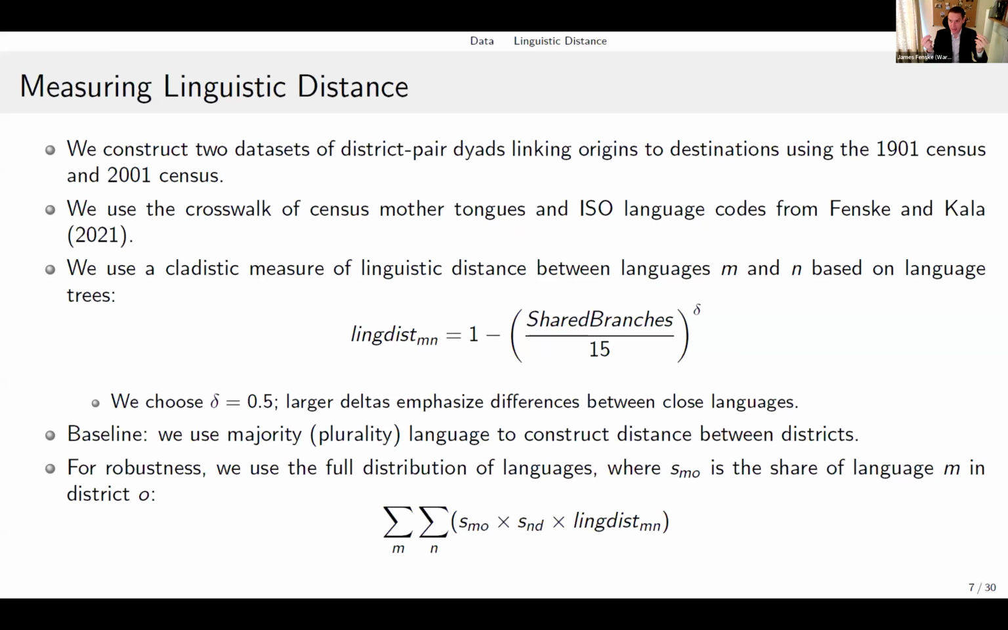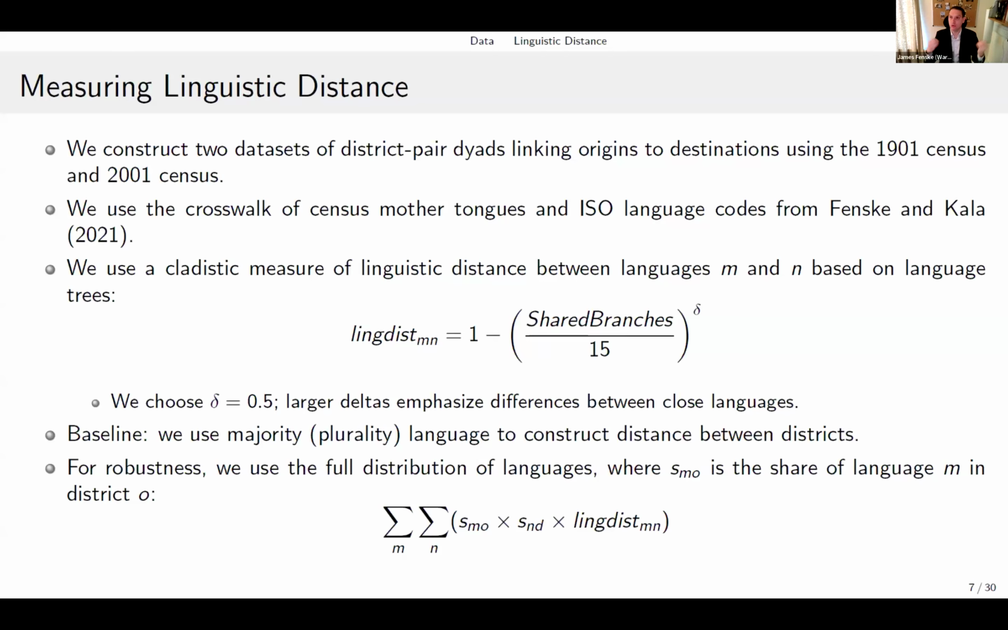The reason we're going to do that is because it's going to prevent reverse causation. Imagine I have a Rajasthani district and a few Marwaris move from that district to a Hindi-speaking district. Now there's a small Marwari-speaking population in that district. I don't want that to confound our measures of the linguistic distances between districts. So we're going to focus in the baseline on plurality languages.